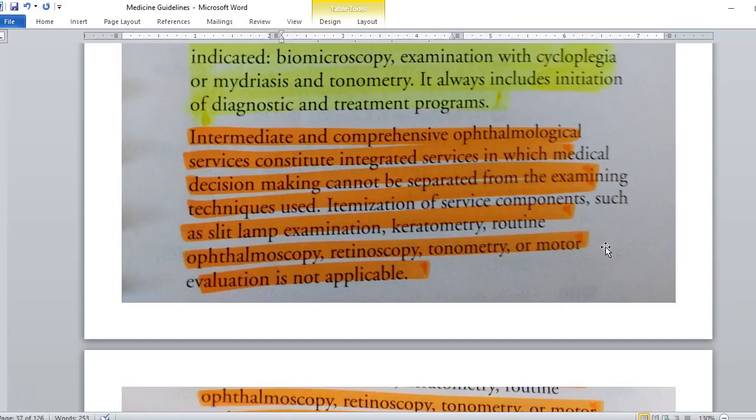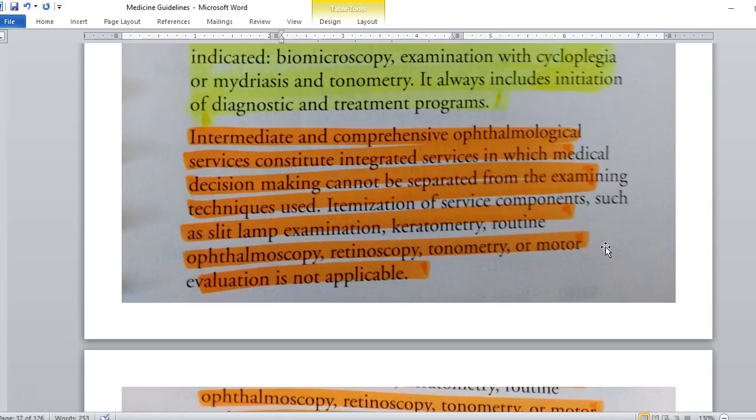Now, it goes on to remind us, intermediate and comprehensive ophthalmological services constitute integrated services in which medical decision-making cannot be separate from the examining technique used. Again, this is why we don't use E&M services. Itemized service components such as a slit lamp examination, keratometry, routine ophthalmoscopy, retinoscopy, tonometry, and motor evaluation is not applicable.